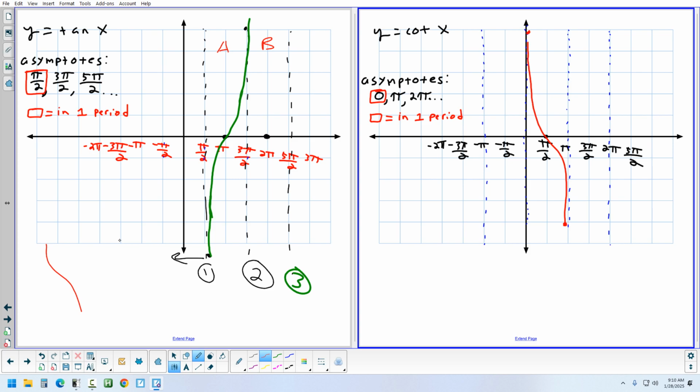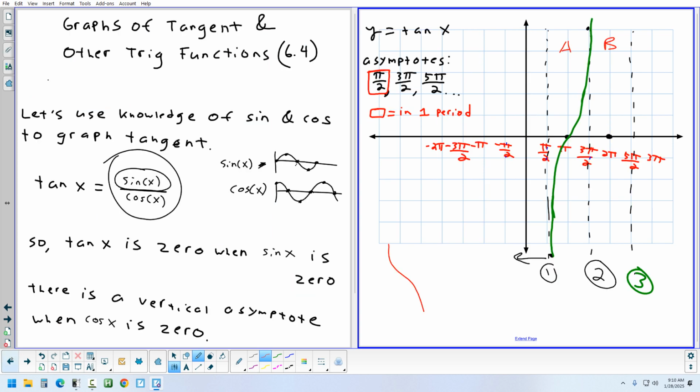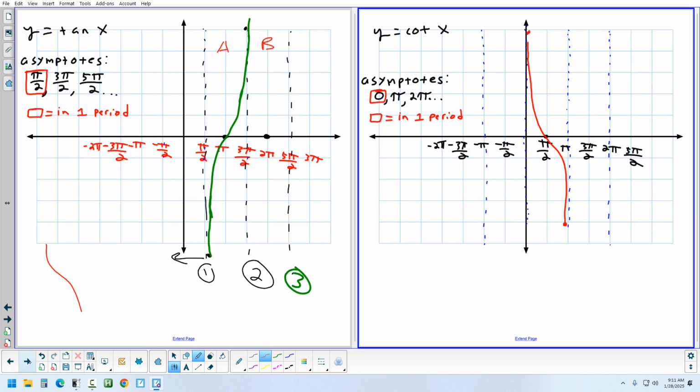Yes, cotangent is technically 1 over tangent. You can think of tangent as sine over cosine. You can think of cotangent as cosine over sine. It's just the flip, the reciprocal.